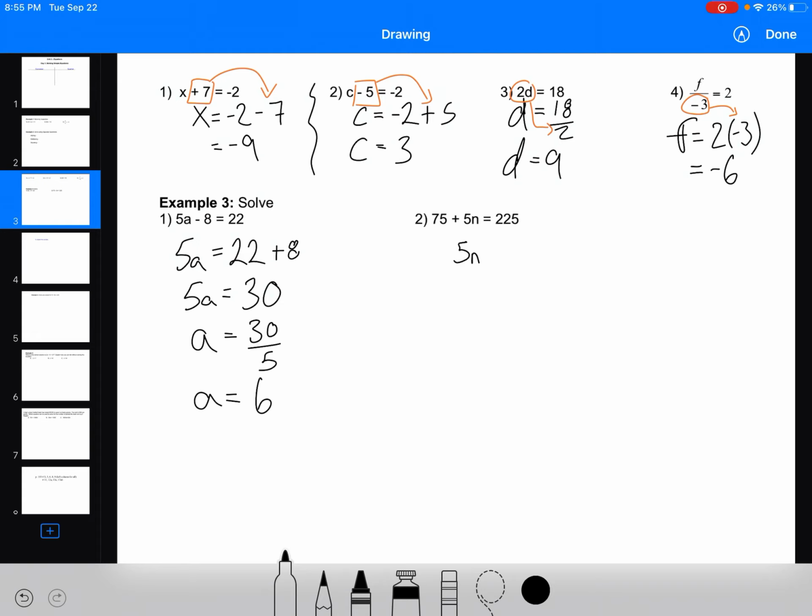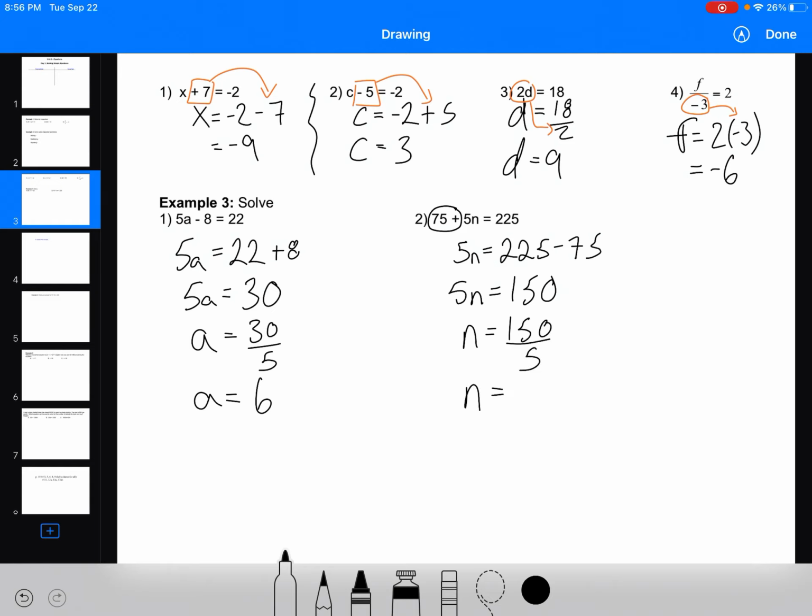Okay, so here we have 5n. I'm adding 75 to 5n. Even though it says 75 plus 5n, they're both positive. So the opposite of addition, or the opposite of a positive, is a negative. So we need to subtract it over to the other side. So we have 225 minus 75. So then we're going to get 150. So we have 5n equals 150. Now the opposite of multiplying again is dividing. So we're going to divide 150 by 5.